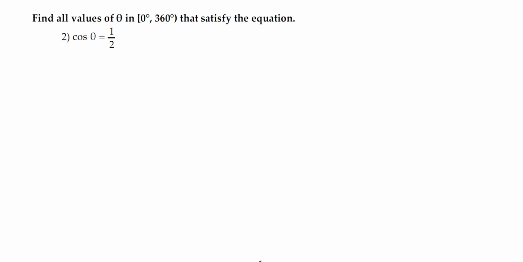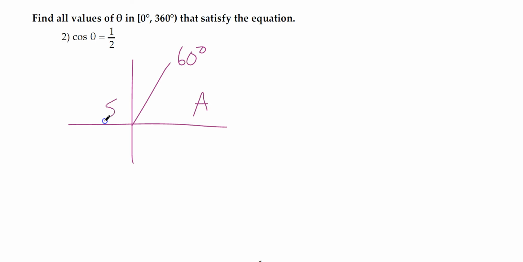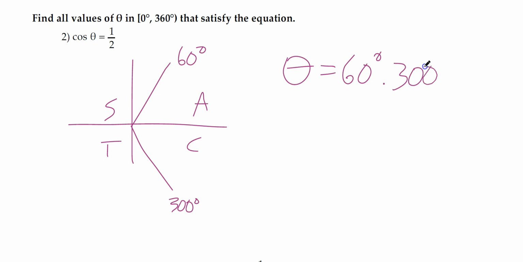Find all values of theta in 0 to 360 that satisfy the equation cosine theta equals 1/2. So we're talking about degrees, so a degree answer is appropriate. Where is cosine 1/2? That's at 60 degrees. Now, all students take calculus, also positive at 300 degrees. That's it. So this is a matter of knowing your unit circle and your angles, and that's that. Let's move on.